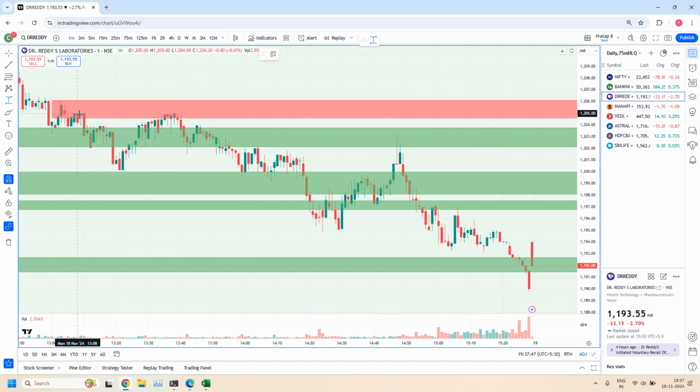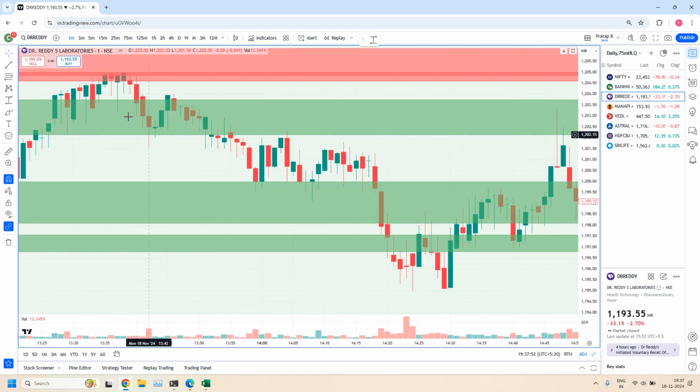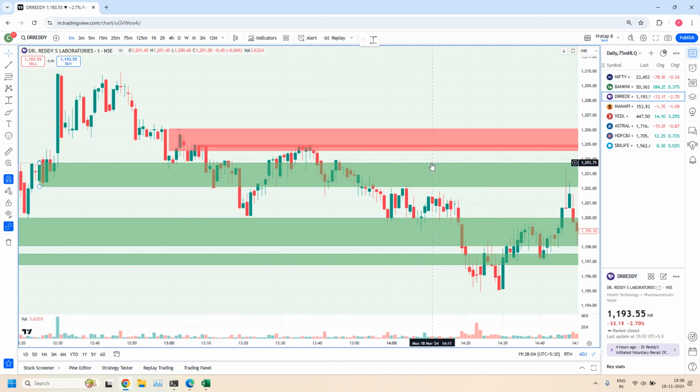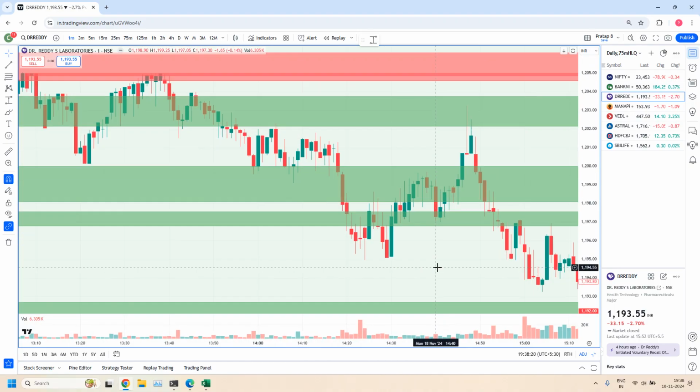Somewhere here you have a 1 minute zone available. In this 1 minute zone, if you would have taken your entry in this area, see how strongly it is holding the prices. Here you would have got the trade, and see how sharply it moved down. You would have got the trade at the 13:35 candle, and then prices were sharply moving up to here.